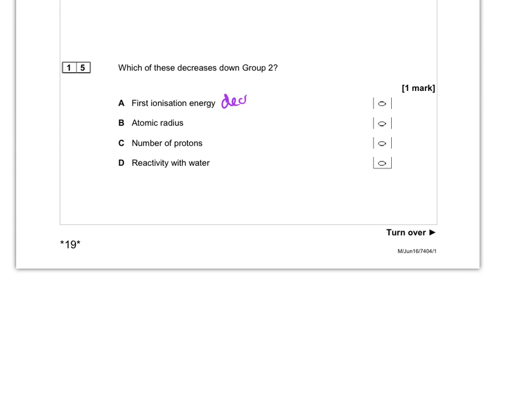As we go down the group, the atomic radius is going to get bigger. The number of protons is going to increase. And for both group 1 and group 2, their reactivity with water increases. The reason for that is when they react, they lose that outer electron. As you go down the group, it is easier to lose the outer electron because it's further away.